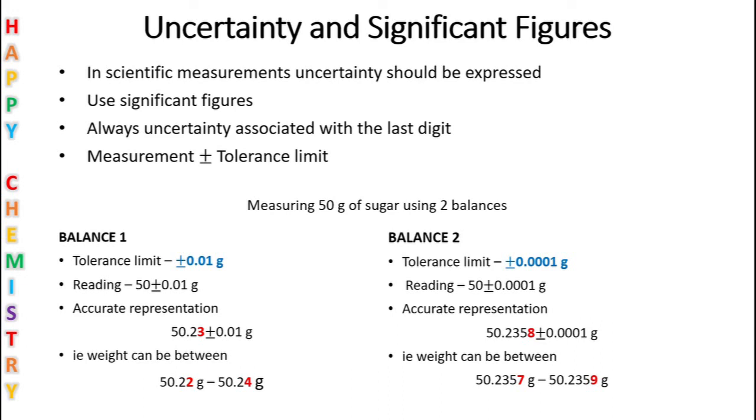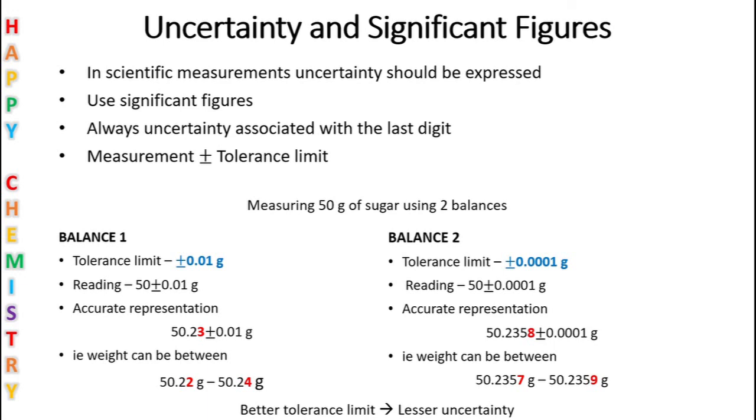You can see how the uncertainty is associated with the last digit. And the better the tolerance limit, the lesser the uncertainty. That means with tolerance limit 0.0001 gram, there is less uncertainty compared with tolerance limit 0.01 gram. So here's the way to indicate the uncertainty associated with scientific measurements.